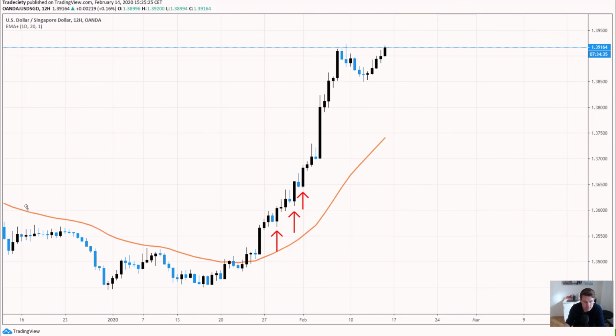Here we have multiple outside bars that would have been able to be used to time continuation trades.